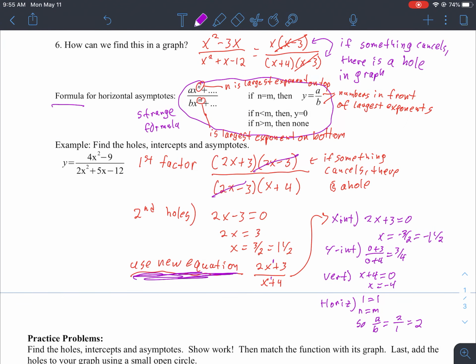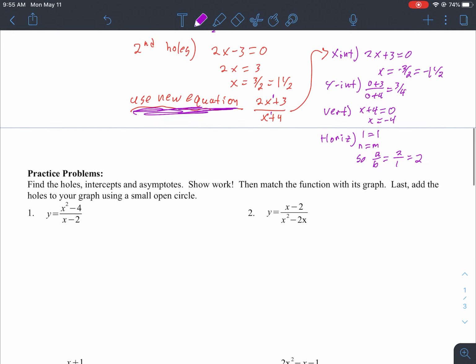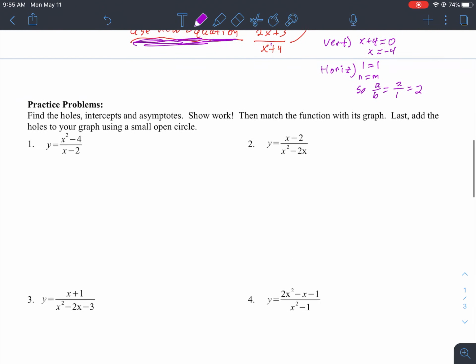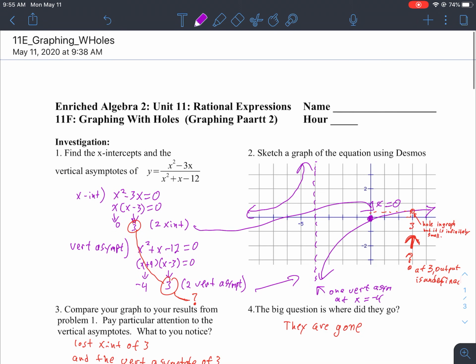We've done it. We've found all of the information, the interesting information about the graph. Okay, let's look at the practice problems. Find the holes, intercepts, and asymptotes, show work, and then do some matching. Yeah, you should be able to tackle this. You might have some questions, but I will happily answer them later.